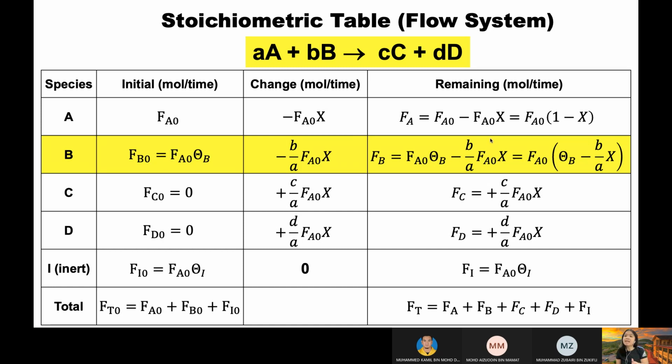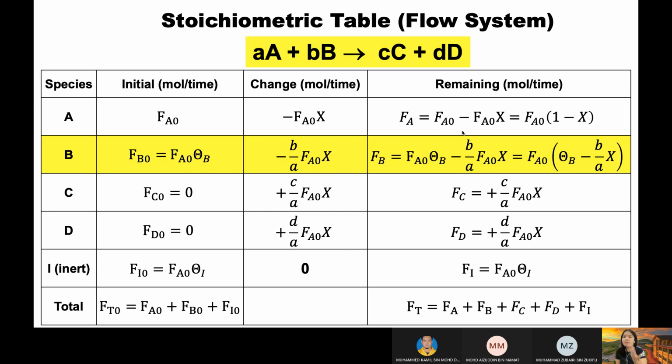Then you go to remaining. Now we want to know how much is left after the reaction. So FA equals remaining, the easiest way: you just look at the initial FA0, you copy it, and add the change, minus FA0 X. That's why FA equals FA0 minus FA0 X.